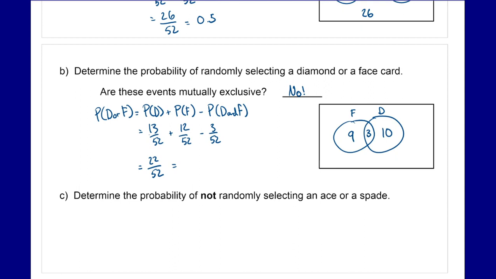Which equals 42.31%. Next, determine the probability of not randomly selecting an ace or a spade. So of not selecting an ace or a spade. Probability of not doing that. Right, so here it might be easier. You could think about doing the inverse. So you could do 1 minus the probability of selecting an ace or a spade.